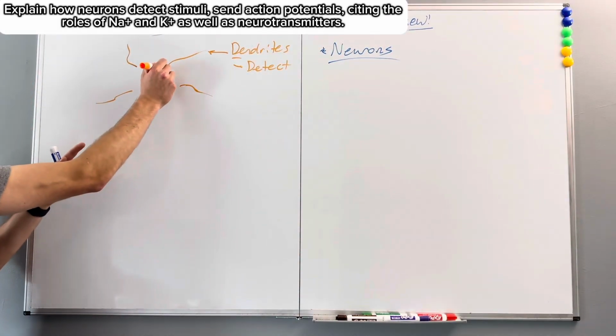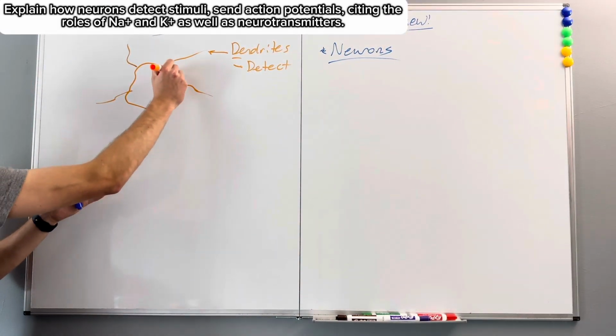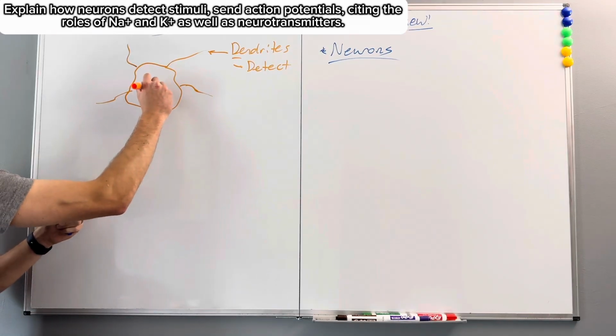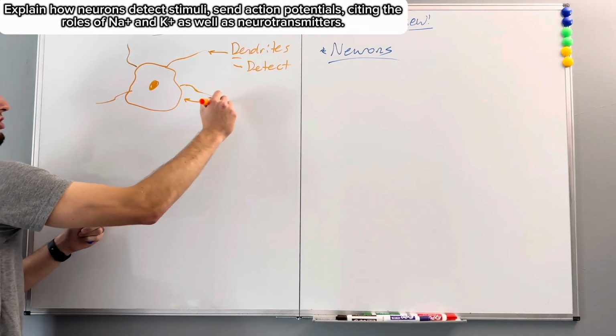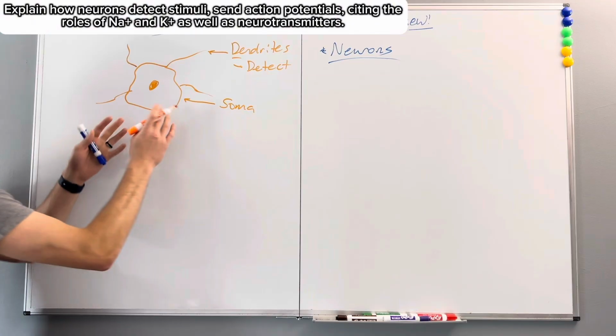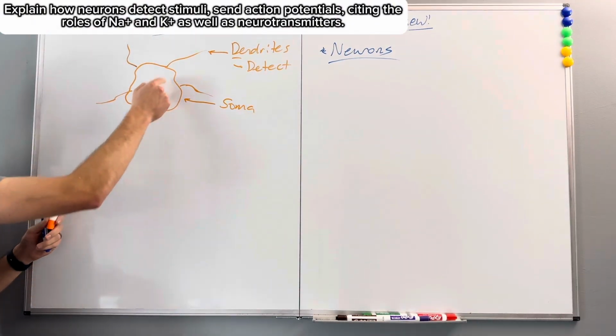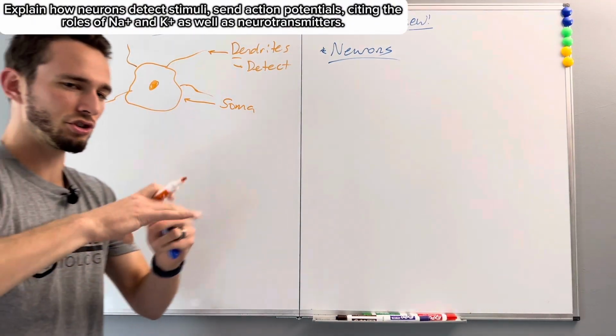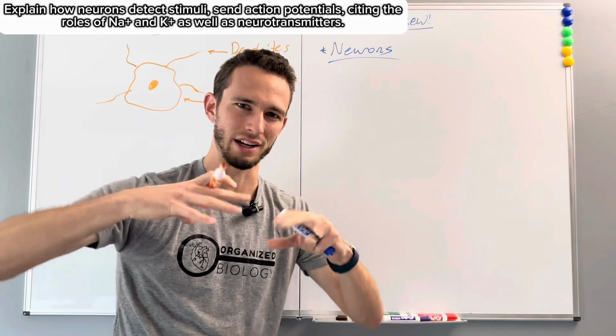But then it'll be connected to the main cell body. This main cell body is going to be called the soma. Okay, this is typical, like anytime you see a cell, you see the nucleus in the center and the cell membrane on the outside. The soma is just basically the main cell body of the neuron.